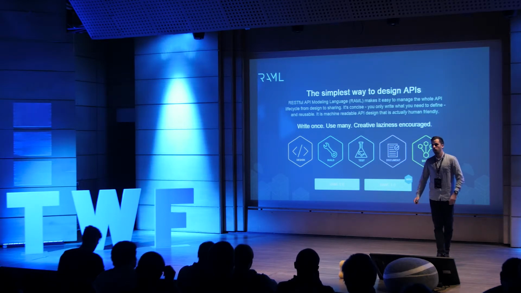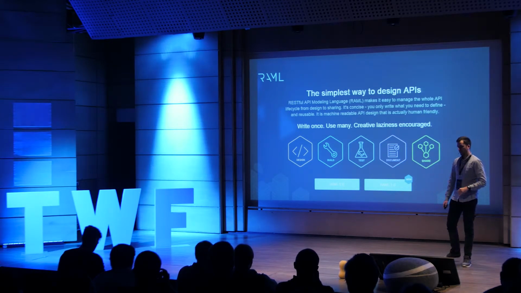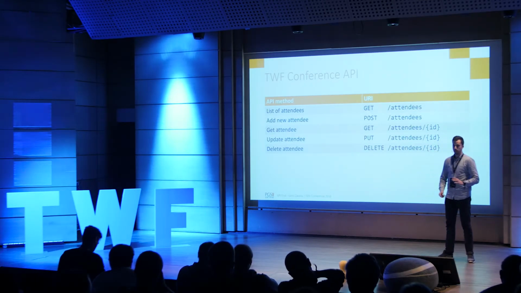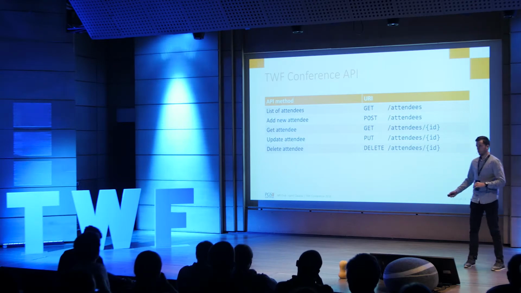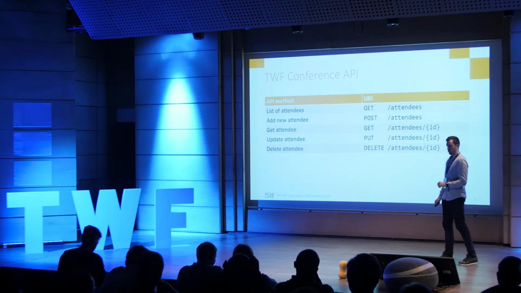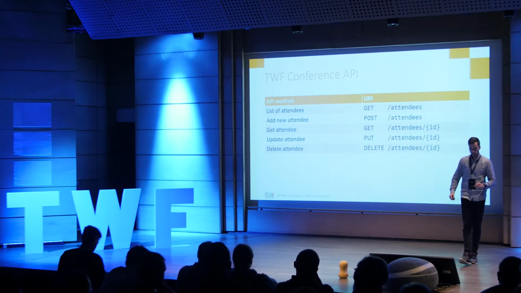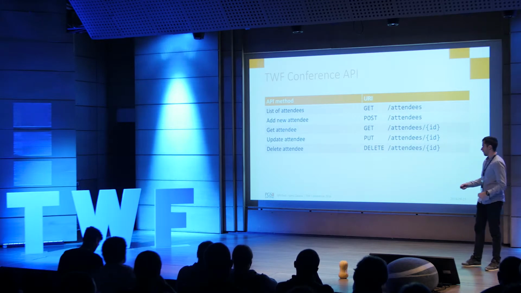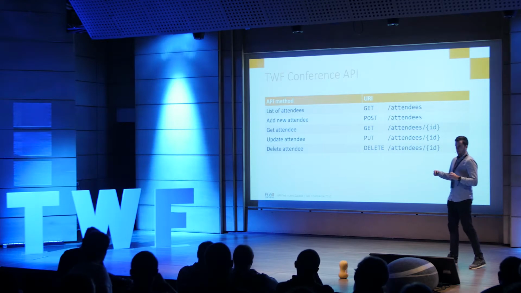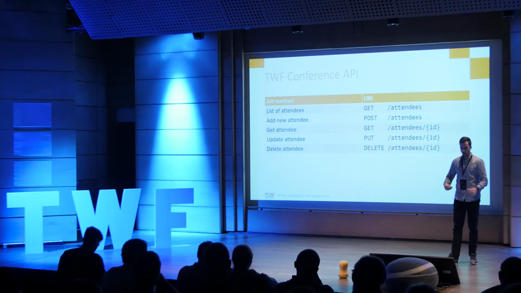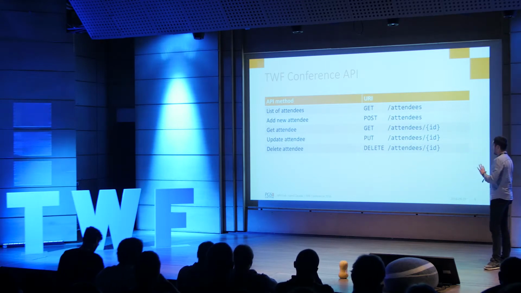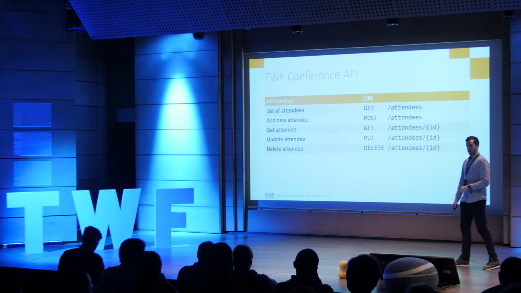So let's check how we can design a RESTful API in RAML. Let's imagine we have to create an API for an application for managing attendees of this conference. So our base resource will be attendee, and we will have a couple of methods for manipulating this attendee object. We will have methods for getting a list of attendees, adding a new attendee, updating a single attendee, and so on. So this is enough about describing the API in natural language.